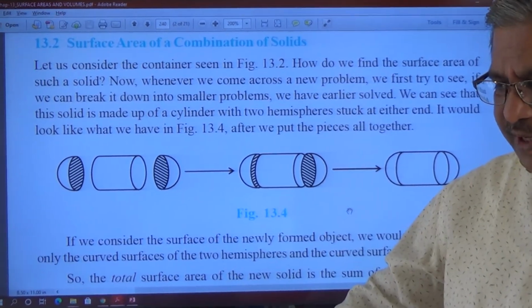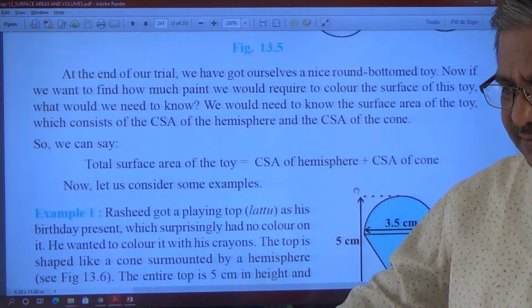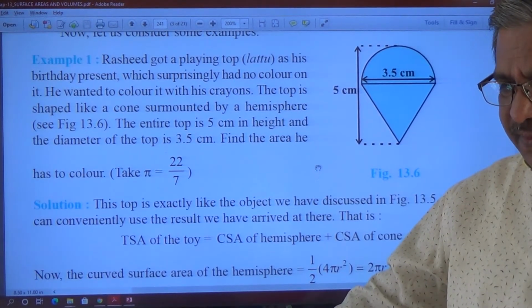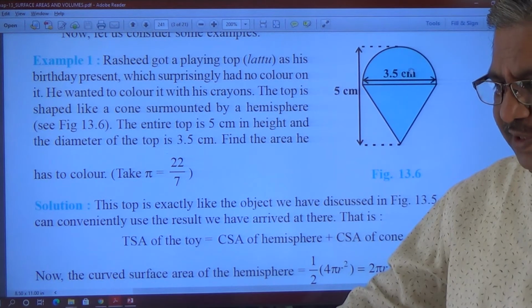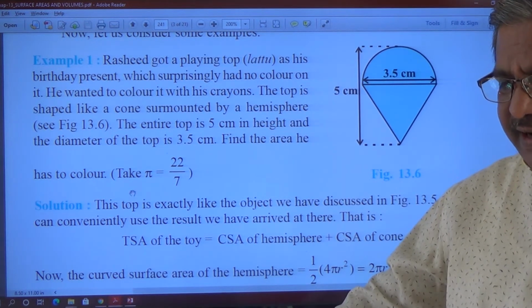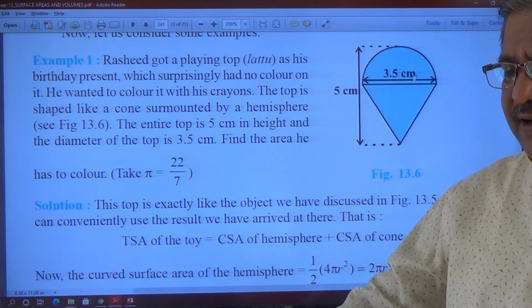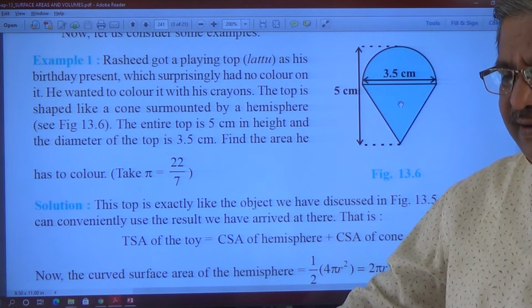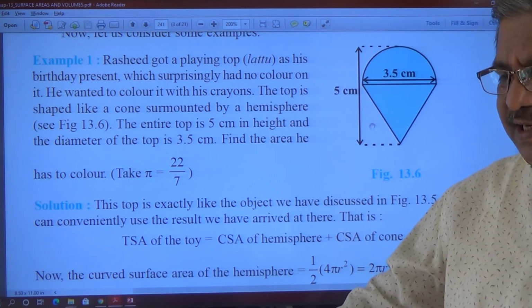Surface areas of combinations of solids. If you look at, let's have example 1 here. Example 1, Rashid got a playing top. This is called a lattu, and find the area he has to color, meaning the area wherever he would like to paint, that area is to be calculated. That is nothing but the total surface area of this lattu. Example 1.